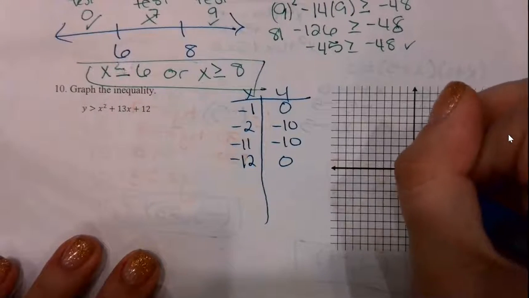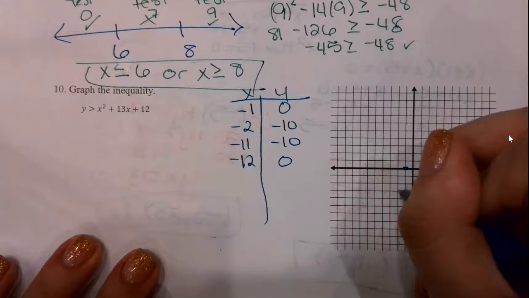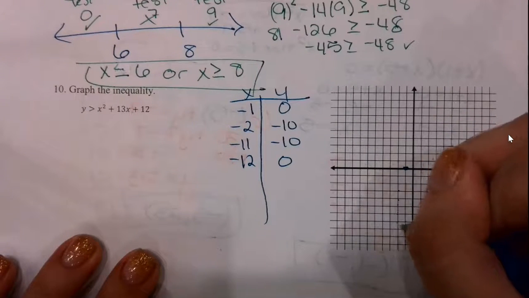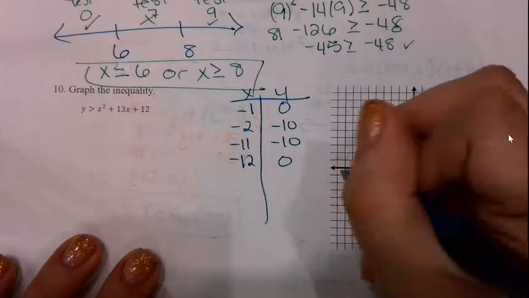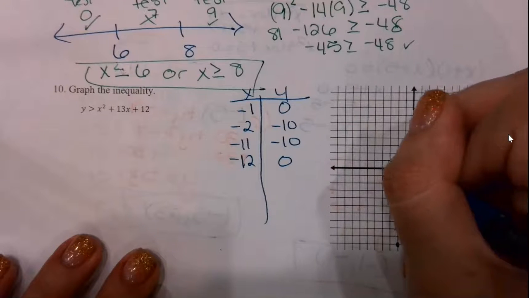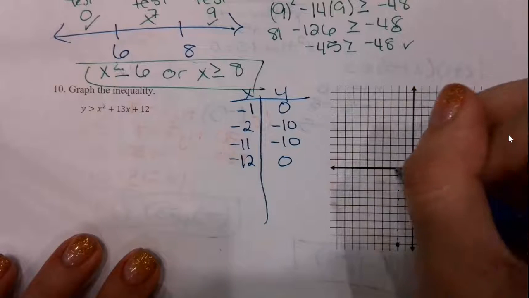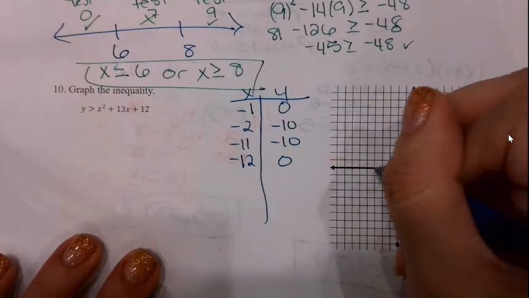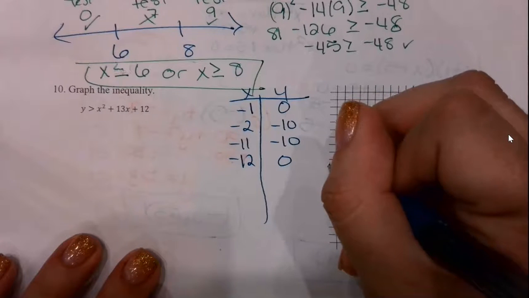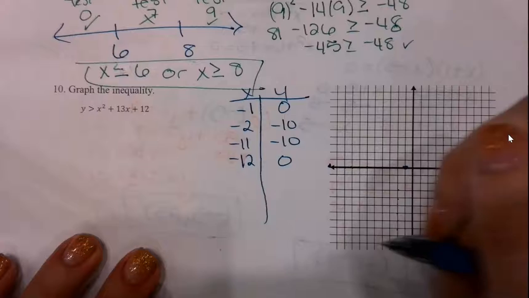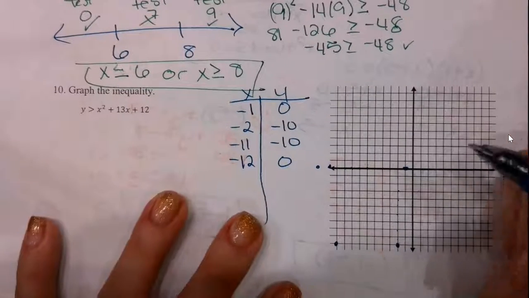So I have negative 1, 0, negative 2, negative 10, negative 11, negative 10. Oh, wait. Okay, negative 12, 0 would be there.